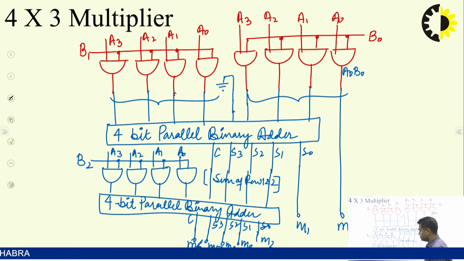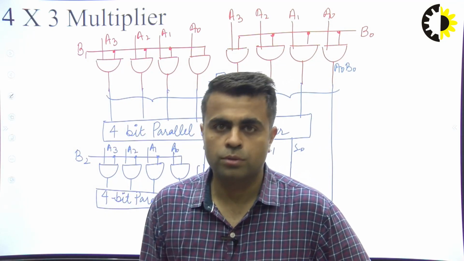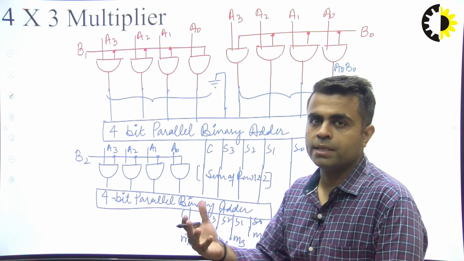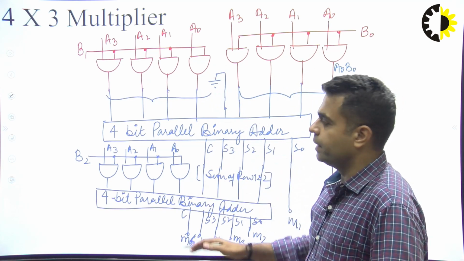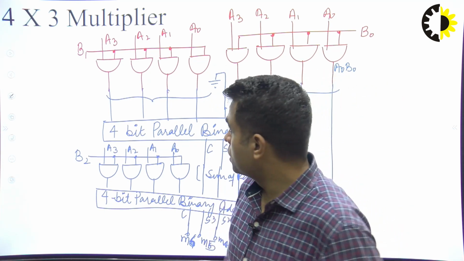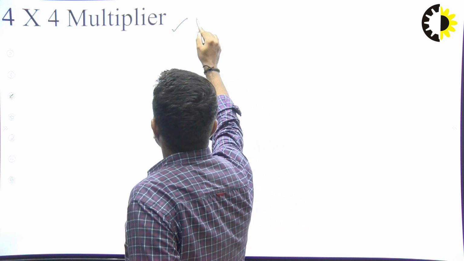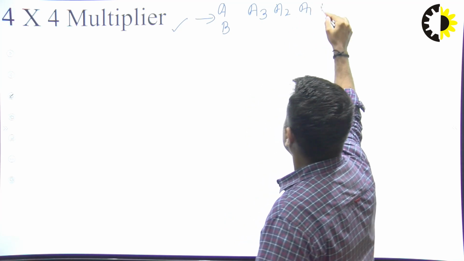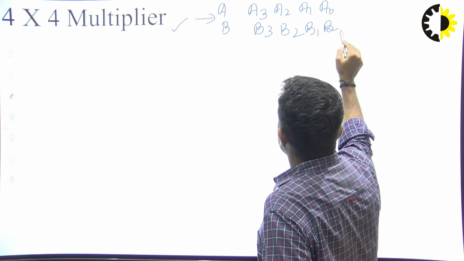So, if you are appearing in an exam which requires MCQ questions to be prepared, a question can be asked: how many AND gates and adders are required to design a 4x3 multiplier? The answer is 12 AND gates and 2 4-bit parallel binary adders. Similarly, this concept can be extended to 4x4 multipliers. So, for a 4x4 multiplier there are two numbers A and B. A will be A3, A2, A1, A0, and B will be B3, B2, B1 and B0.